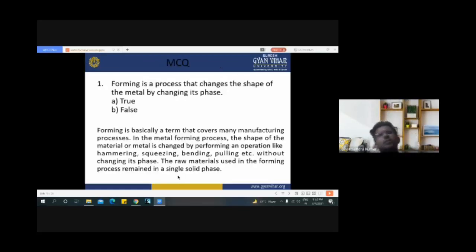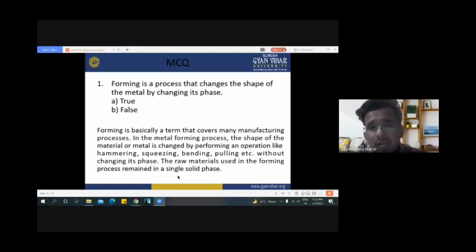Now, on the basis of these types of metal forming processes, we are going to solve some multiple choice questions. The first one: forming is a process that changes the shape of the metal by changing its phase. Basically, the question is asking whether this statement is true or false.